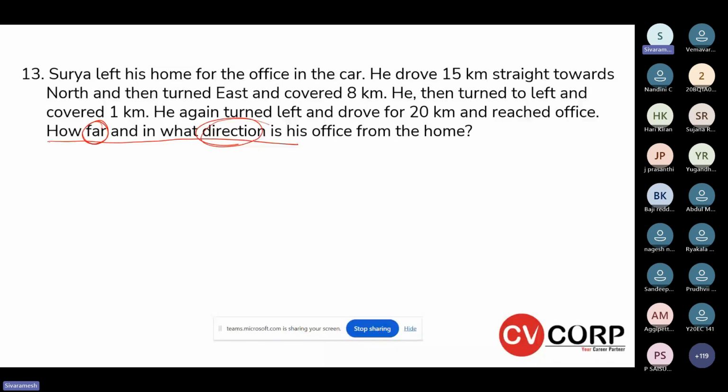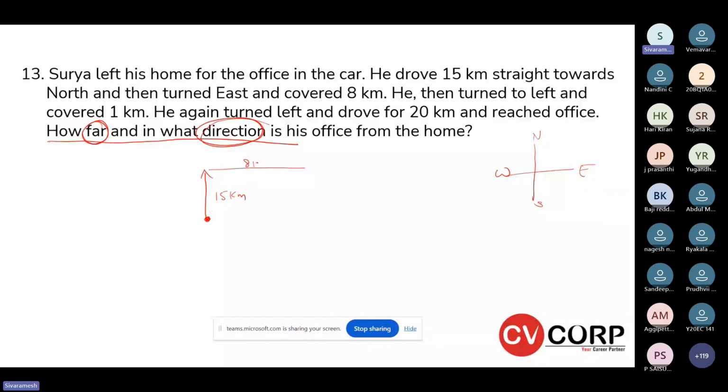Read the question carefully. Surya left his home for the office in the car. He drove 15 kilometers straight towards north. Let's say this is the point where he starts. He drives 15 kilometers towards north, and then turns towards east. Obviously we know the directions: north, south, east and west. Again he turned east and covered 8 kilometers.